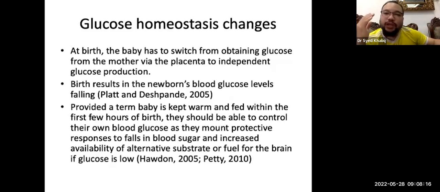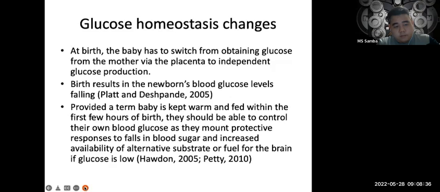What we monitor? We monitor the neonatal blood sugar. Because apa? Sebab they are at risk of hypoglycemia. Kenapa dapat hypoglycemia? Because of hyperinsulinism. Okay, faham tak? Faham ke tak faham? Faham.